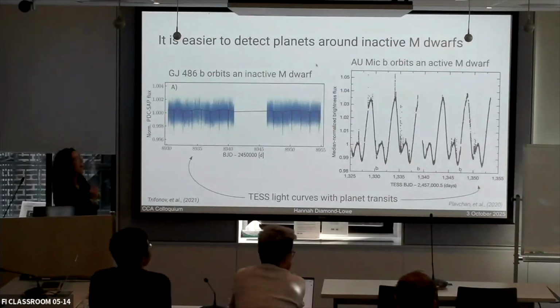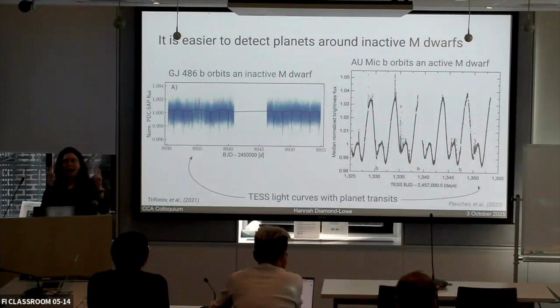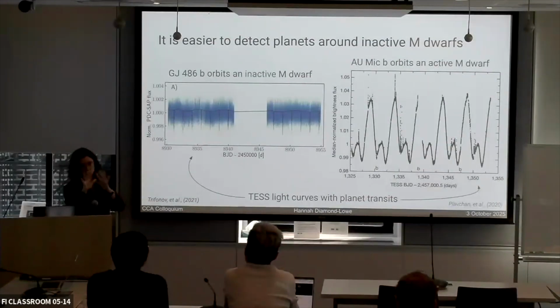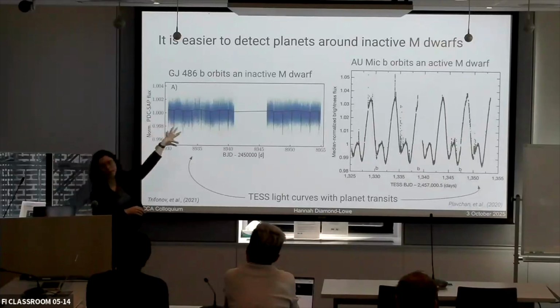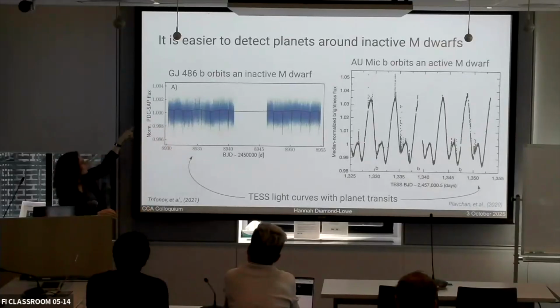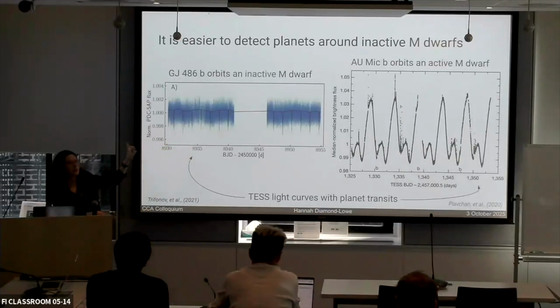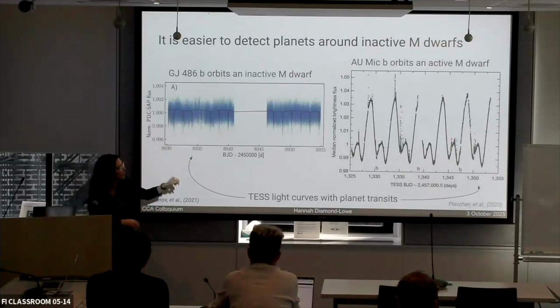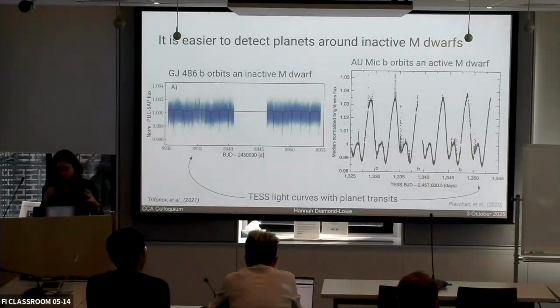Okay, so it's easier to detect planets around what we call inactive M dwarfs. When I say an inactive M dwarf, as someone coming from the exoplanet world, that's like, okay, in this raw data, it's pretty flat. Compare the scales on the y-axis. So this is GJ486. This system came up a little bit earlier, if you recall. And then this is AU Mic, a known young variable planet host.